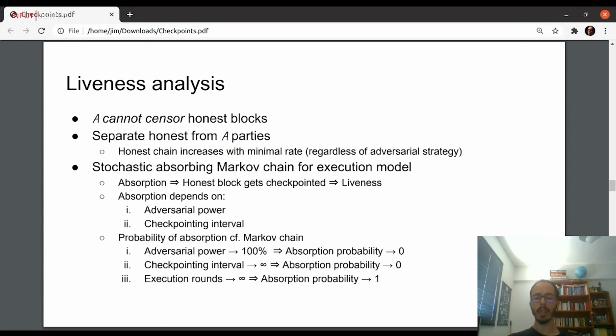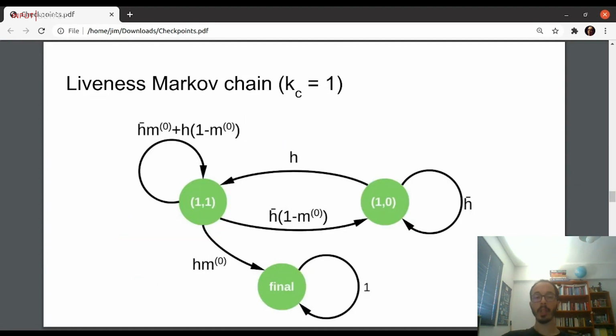And the reason that we eventually go into the absorbing state is because even if the probability of absorption within a single checkpoint period, let's say before a checkpoint is issued, is very small, eventually, following the law of large numbers, at some checkpoint period, the honest parties will be able to create more blocks than the adversary, and thus they will be able to get first into this checkpoint race. They will be able to beat the adversary into a checkpoint, and that means that an honest block will become checkpointed. So what does a Markov chain look like?